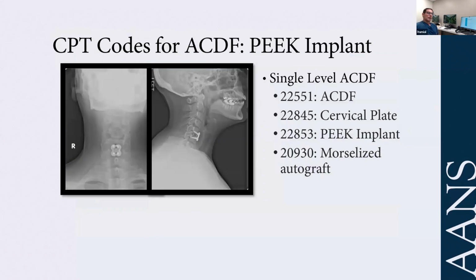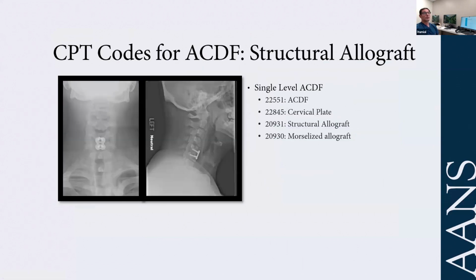So this is it. 22551, 22845 with a 59 modifier to say that we used a plate separate and distinct, 22853, and morselized allograft and autograft. So that's actually allograft, the 20936 is the autograft. So that's the first one. This is not hard stuff once you get to it. So if you're using structural, then you lose.